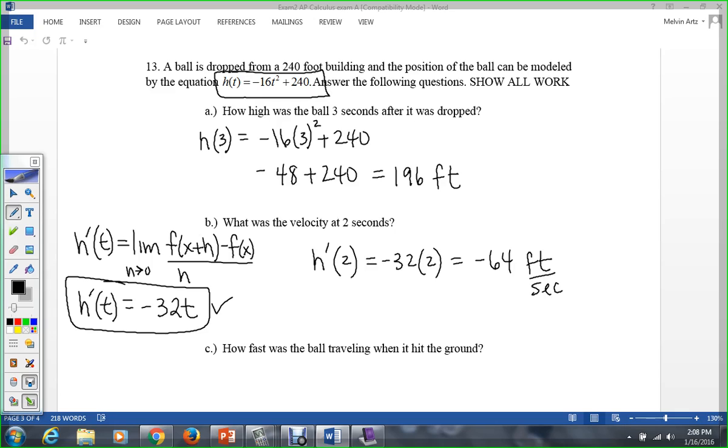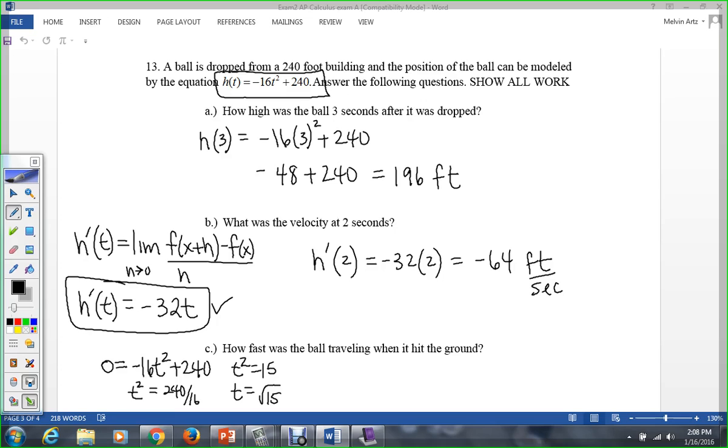Part C, how fast was the ball traveling when it hit the ground? Now, when the ball hits the ground, the height is 0. So we would have 0 equals negative 16t squared plus 240. We set our position function equal to 0. So this would give us t squared equals 240 divided by 16, so that is 15. So t, we don't need the negative value. We just take the positive because this is time. So that's approximately, and it's just a little bit under 4 seconds.